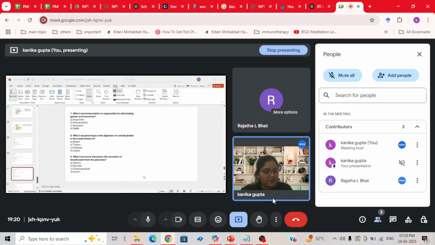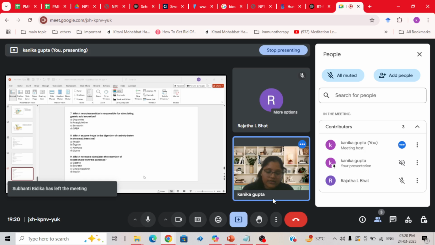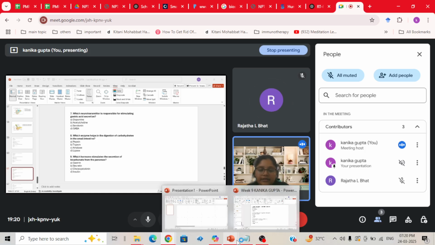Which enzyme helps in the digestion of carbohydrates in the small intestine? Amylase. Perfect. So next question is which hormone stimulates the secretion of bicarbonate from the pancreas? Which one will that be? Secretin. Secretin again. Yes.